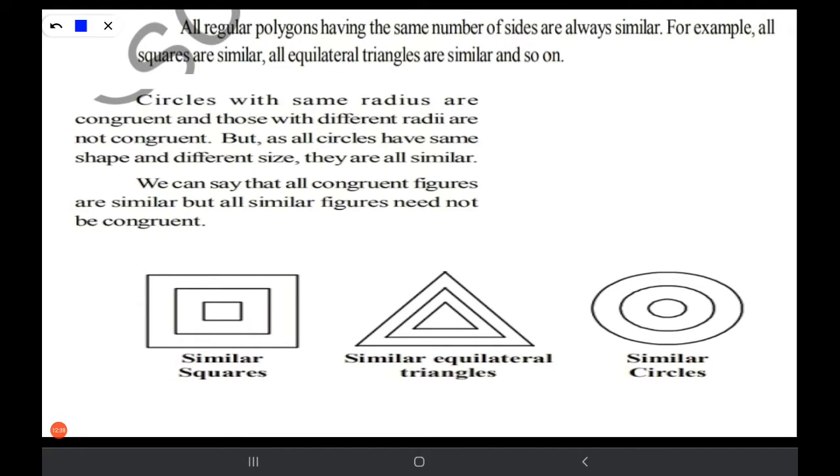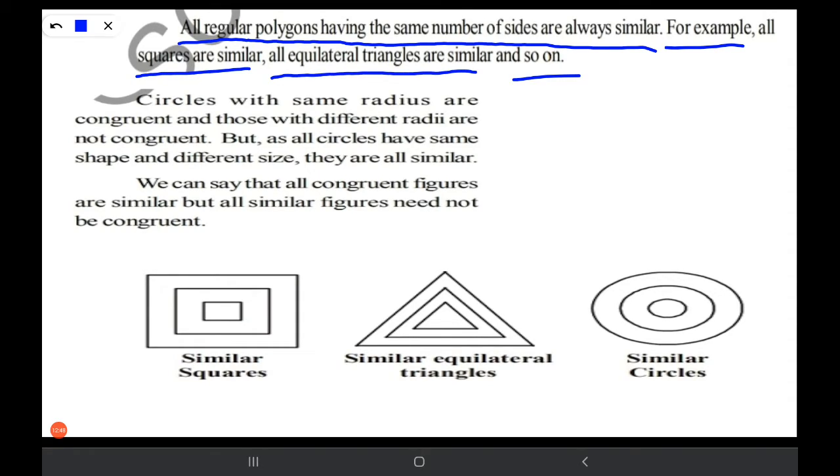Look at here, all regular polygons having the same number of sides are always similar. For example, all squares are similar, all equilateral triangles are similar, and so on. A square is a regular polygon, an equilateral triangle is also a regular polygon. If you take any regular polygon with the same number of sides, they are similar.